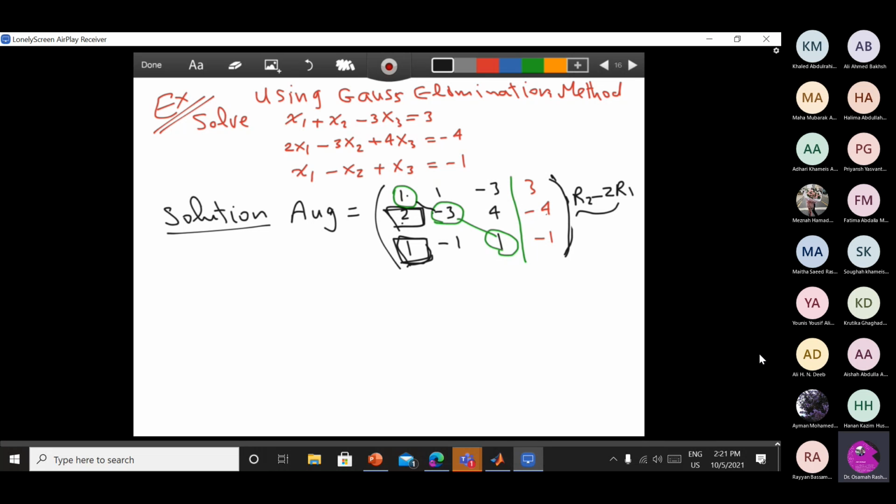What about this one? To make this one 0, this is 1 and this is 1, so it is easy to subtract the first row from the third row. Don't hesitate to do this simply in the margin. You have R2 minus 2R1. So I'm writing R2 first. What is R2? The second row: 2, minus 3, 4, minus 4. What is 2R1? 2R1 is 2, 2, minus 6, 6. So I multiply the first row by 2.